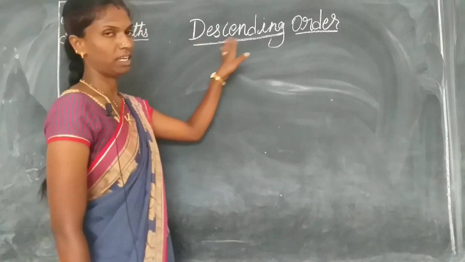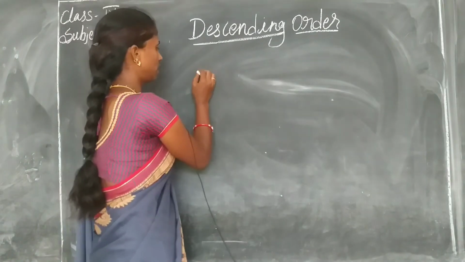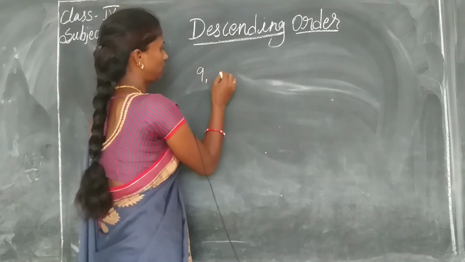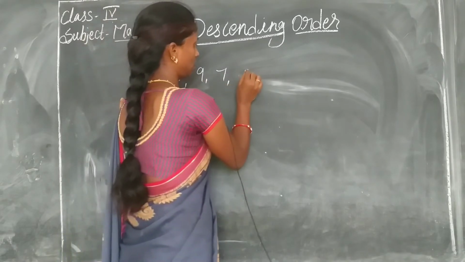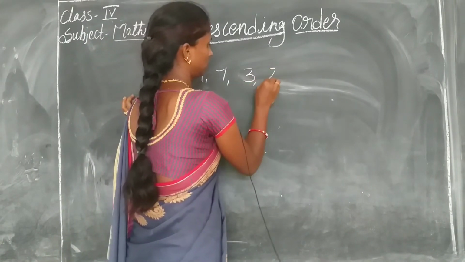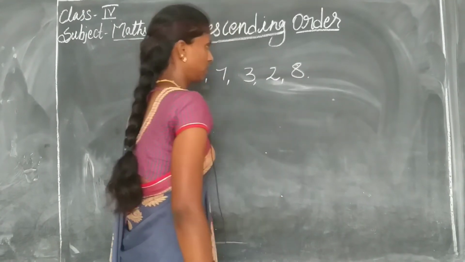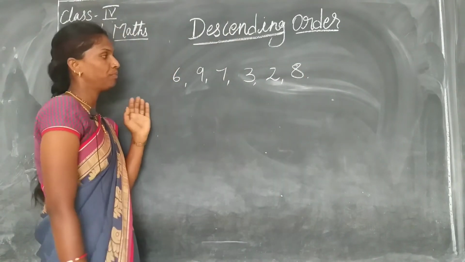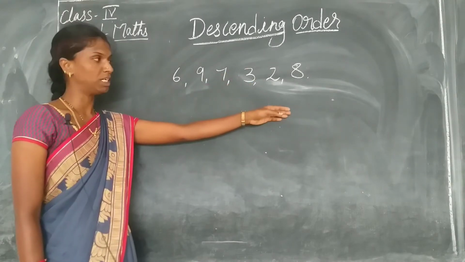Now descending order. Just now we have observed what is descending order. Let us take the numbers 9, 7, 6, 3, 2 and 8. These are the numbers we have taken. What do you observe? What is descending order? Descending order means big to small.